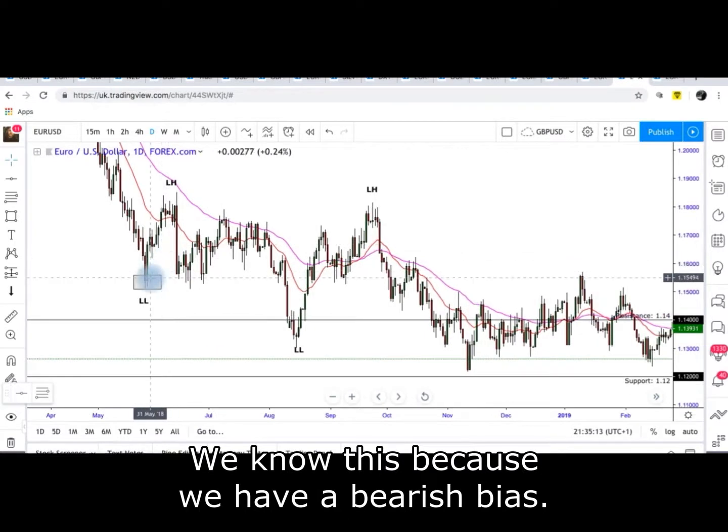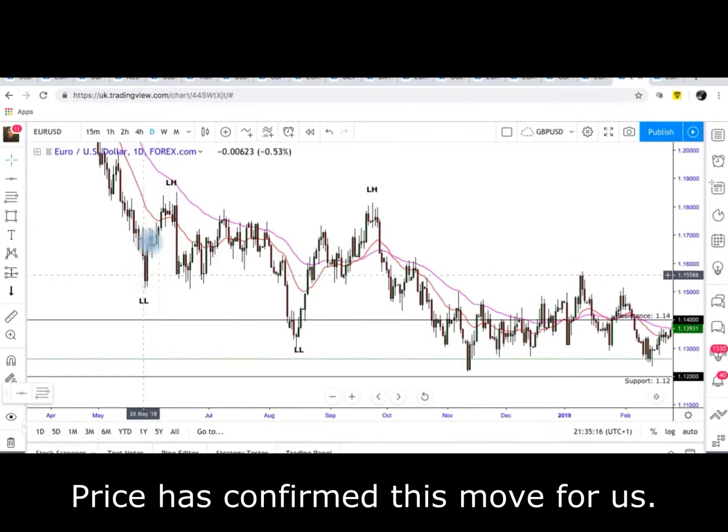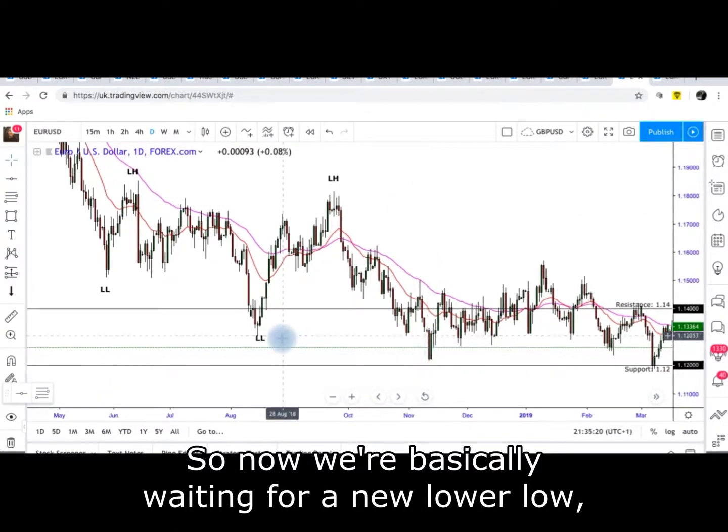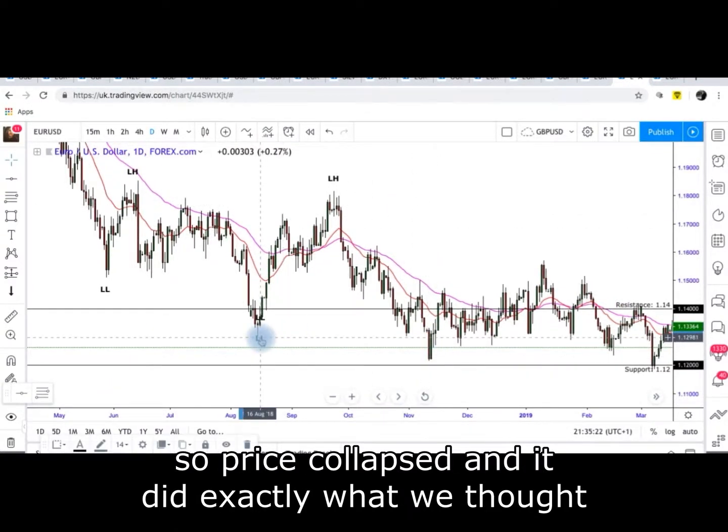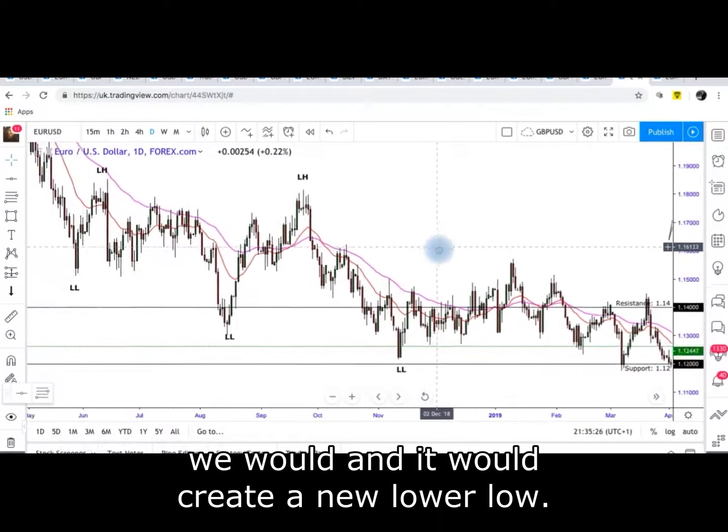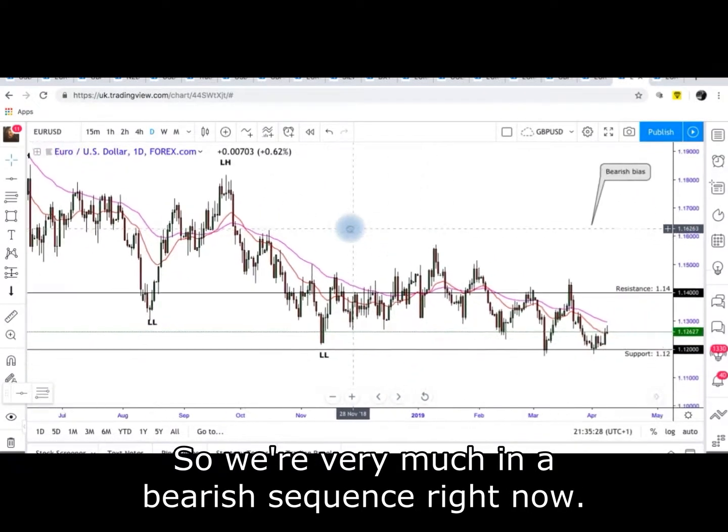We know this because we have a bearish bias. Price has confirmed this move for us. So now we're basically waiting for a new lower low. So price collapsed, and it did exactly what we thought it would, and created a new lower low. So we're very much in a bearish sequence right now.